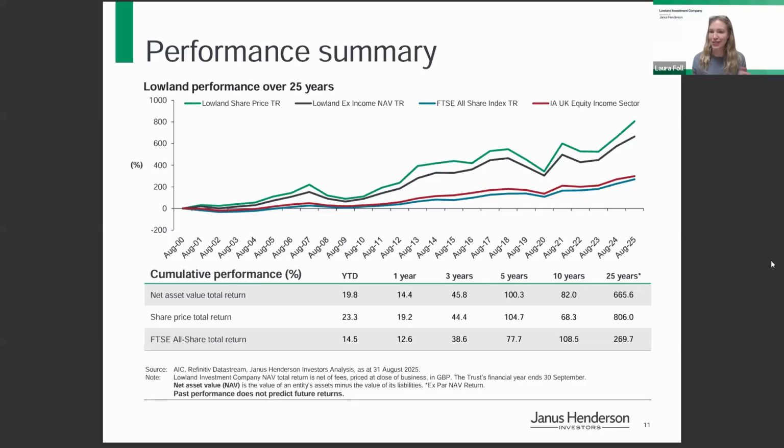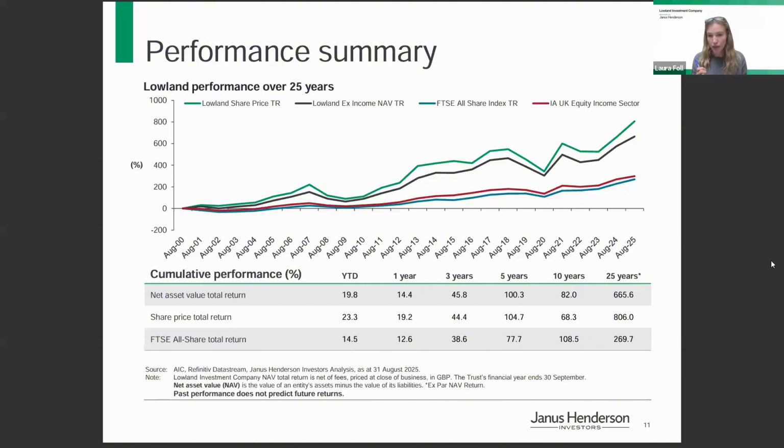Obviously, I can't take credit for the 25. If James were here, James had been running the trust since 1990, so he definitely can. What's driven the 1, 3, 5? It hasn't been smaller mid-cap. Actually, the wind has been in our face in that smaller mid-cap has underperformed over that time period. What's driven the 1, 3, 5 has been stock selection. Things like M&S have performed well, things like Babcock in defence, and we've also had quite a number of takeovers.